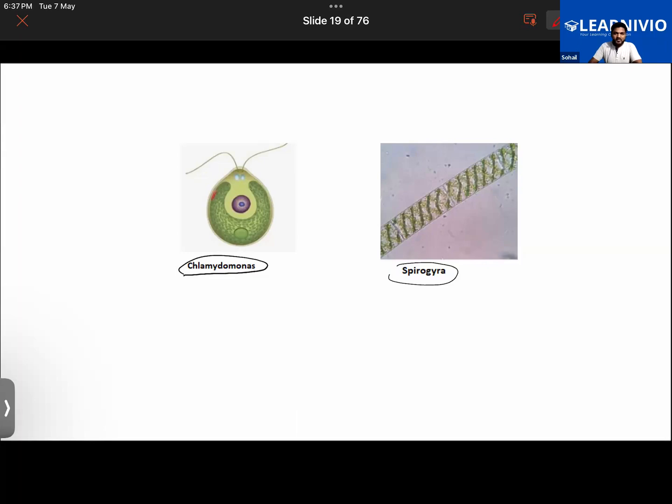Okay? And we use algae, we add it in different food products also, because it's a rich source of protein. So we had different uses of algae.